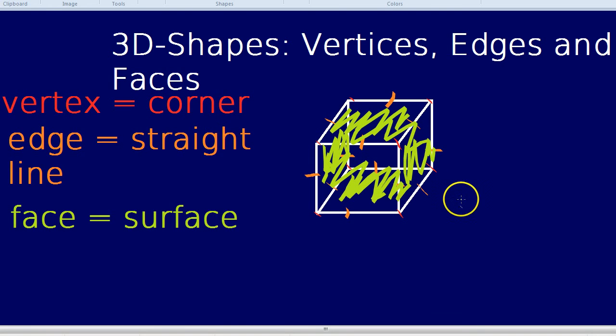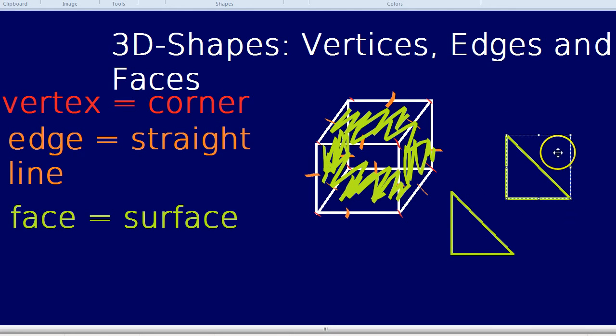Okie doke, let's do a new shape. How about a triangular prism? A triangular prism is a 3D triangle, like so. How many edges would a triangular prism have?